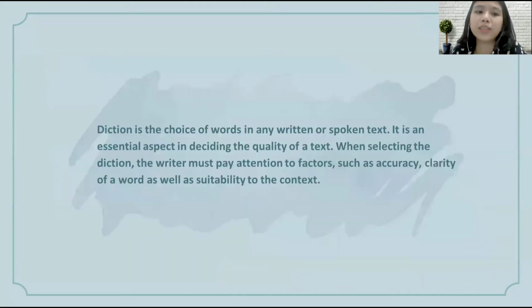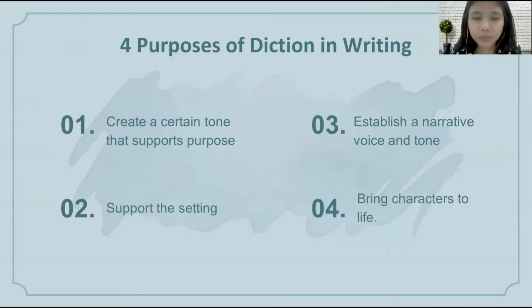So, what is syntax? What do you know? What is diction? What do you know about diction? Diction is the choice of words in any written or spoken text. It is an essential aspect in deciding the quality of a text. When selecting the diction, you must pay attention to factors such as accuracy, clarity of a word, as well as suitability to the context. There are 4 purposes of diction in writing.